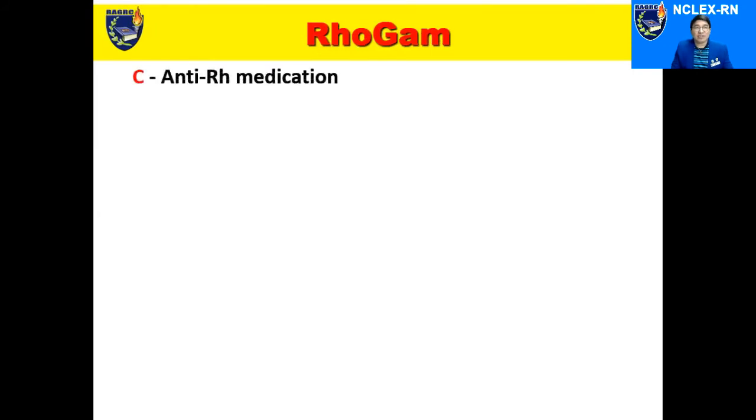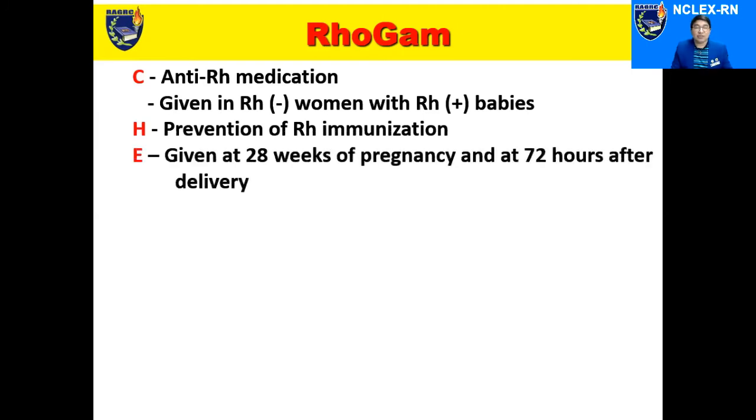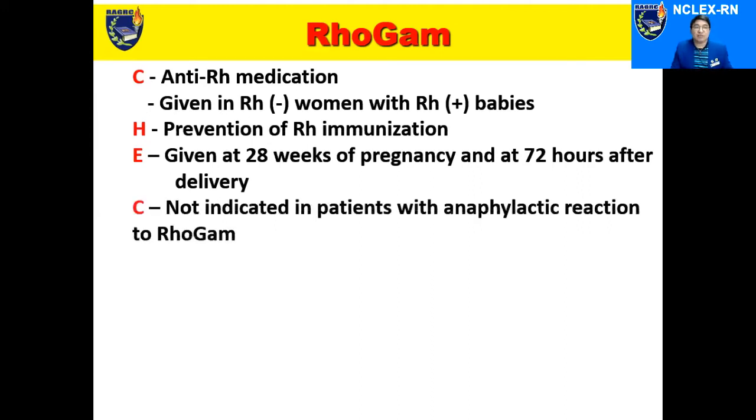So your Rhogam is an anti-Rh medication, so it helps prevent Rh incompatibility if it is given within 72 hours after the delivery of an Rh positive baby from an Rh negative mother. Okay, so it's given to Rh negative women with Rh positive babies. So how will we know that it's effective? Prevention of Rh immunization. It could also be given as early as 28 weeks of pregnancy or within 72 hours after the delivery of an Rh positive baby.